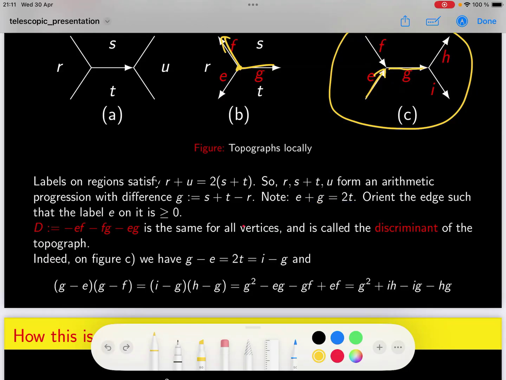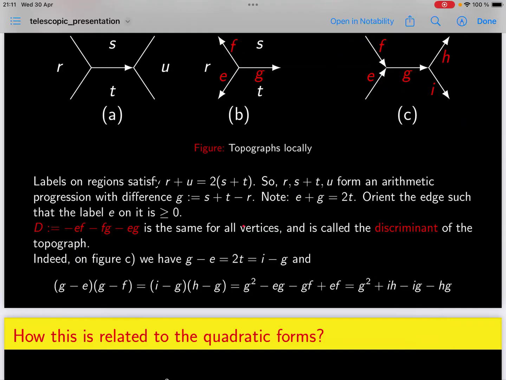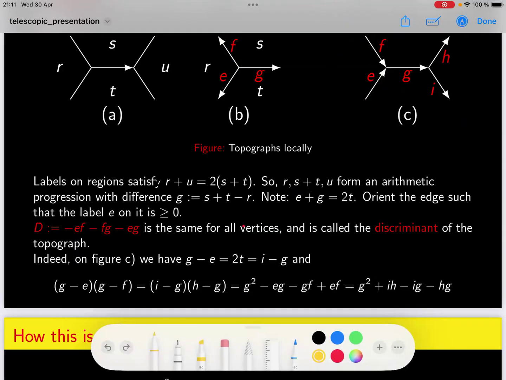Now let's look at the signs here. So here I have minus EG, for example, this one. But this E is oriented towards the vertex. So when I change the orientation of the edge, the sign will become plus EG in this notation.